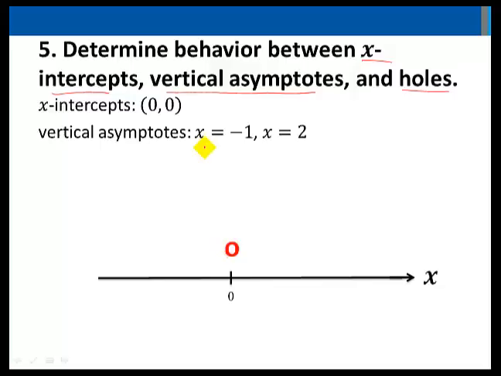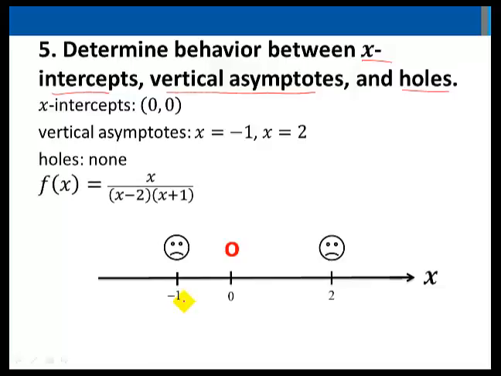Let's next look at vertical asymptotes. We have vertical asymptotes at x equals negative 1 and at x equals 2. What's happening at vertical asymptotes with y is that y does not exist, so I'm going to put a frowny face above each of these, the negative 1 and the 2 on the number line, to indicate vertical asymptotes at those 2 points. There are no holes in this graph, so we can ignore that.